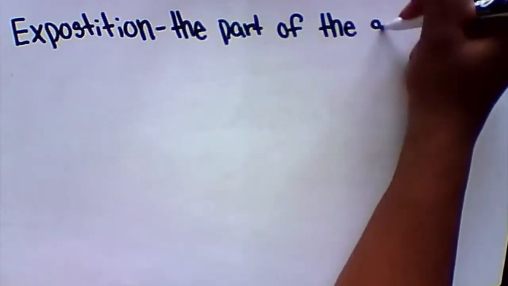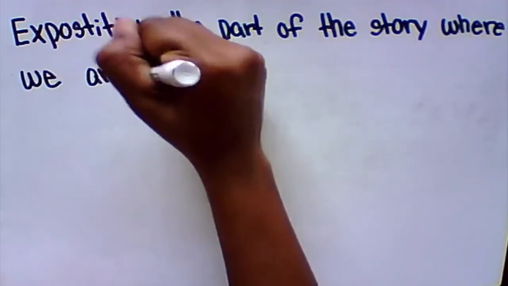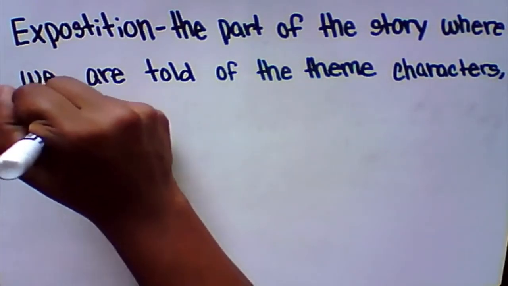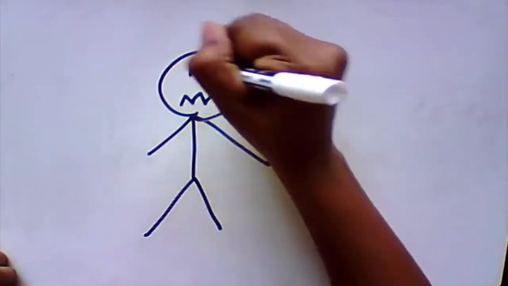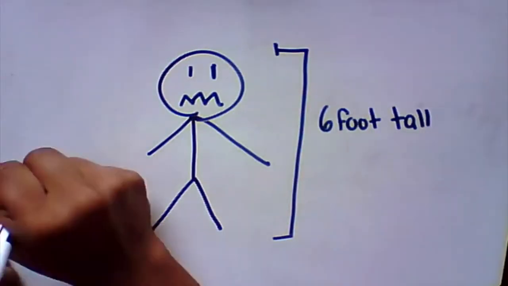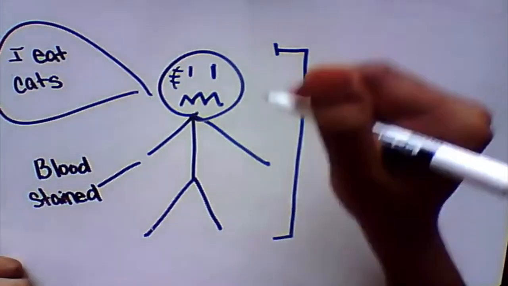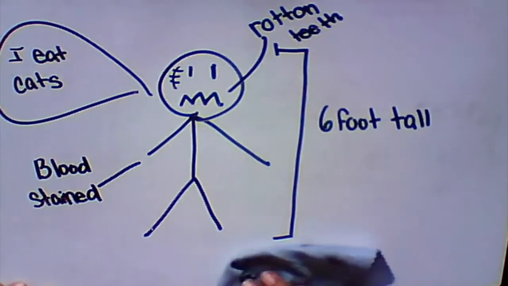We learn of these characters and their personalities in the exposition, which is the part where we are told about the theme, the characters in the story, and the setting. Boo was rumored to be a 6.5-foot tall monster, whose hands were bloodstained from eating cats and squirrels. It was also said that he had a long jagged scar and rotten teeth.